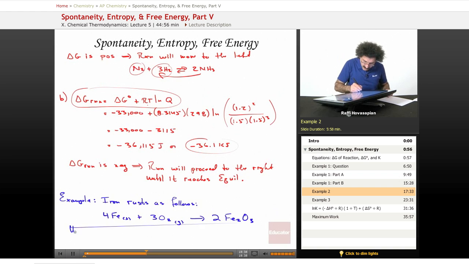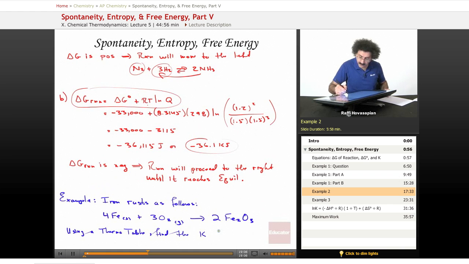Now, I'll say, these lines, I don't know what it is about these things. They're just all over the place. Okay. Using a thermotable, in other words, the table of thermodynamics data, using a thermotable, find the K. Find the equilibrium constant for this reaction. Find the K at 25 degrees Celsius.